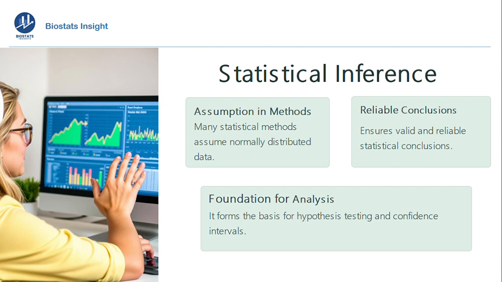Normal distribution is the main assumption in statistical method testing. You can say statistical model testing as well. The other use is reliable conclusions. In this example, it will provide a reliable conclusion on whether we use parametric or non-parametric. It is the core foundation of the analysis. Based on the normal distribution, the p-value and the histogram, we can evaluate it. It is used for hypothesis testing and confidence intervals as well.